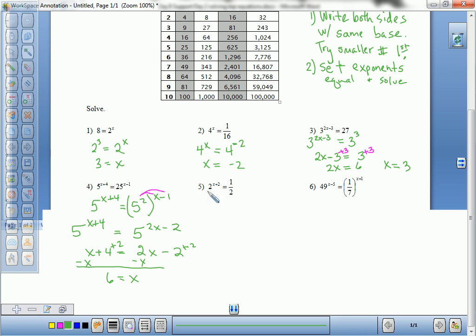Okay, so on number 5, on the left side I have 2, but on the right side I have 1/2. How can I rewrite 1/2 with a base of 2? 2 to what power? That's right. So when we have a fraction, that exponent needs to become negative. And so we get x plus 2 equals negative 1. So x equals negative 3.